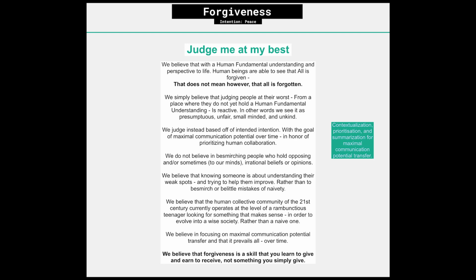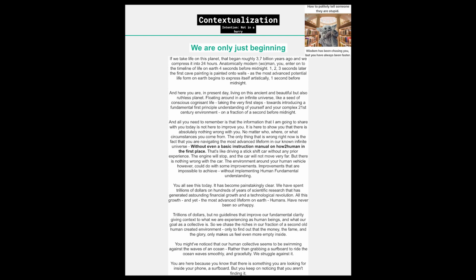We believe that the human collective community of the 21st century currently operates at the level of a rambunctious teenager looking for something that makes sense in order to evolve into a wise society. We believe in focusing on maximal communication potential and that it prevails over time. We believe that forgiveness is a skill that you learn to give and earn to receive, not something you simply give. Contextualization, prioritization, and summarization for maximal communication potential transfer. And the context of this is that we're not in a hurry, we're only just beginning.